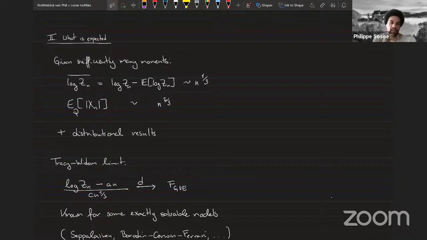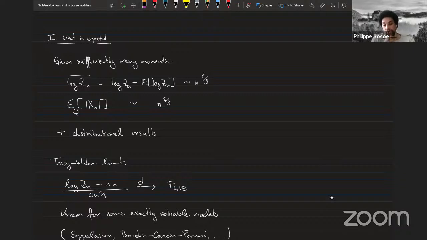Correspondingly, or relatedly, the typical displacement of the path, according to this random Gibbs measure, should be of size n to the 2/3. The typical displacement, so this should be the displacement squared here. I'm sorry, the displacement, I'm sorry. I'm getting confused. It should be of size n to the 2/3.